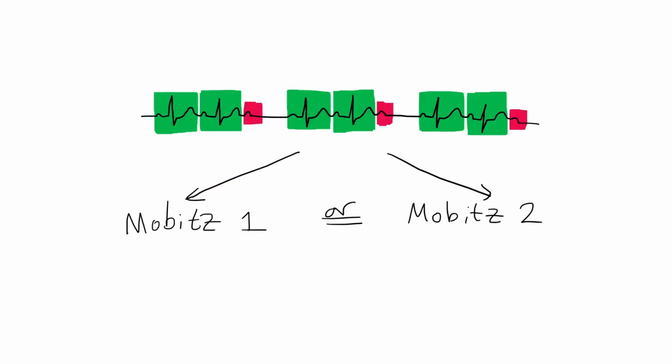Now, sometimes a Mobitz 1 and Mobitz 2 can be quite difficult to tell apart. In this case, we can tell that this is a Mobitz 1, so the PR interval is somewhat normal, it prolongs, and then we have a non-conducted P wave. So this is a Mobitz 1.